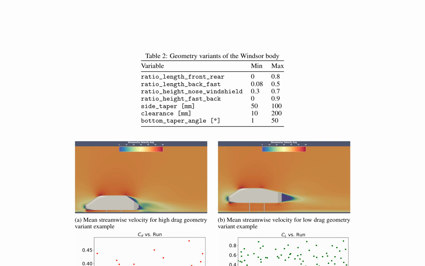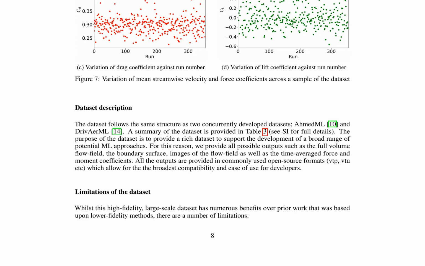Figures 7 and 8 provide visual representations of the mean streamwise velocity and force coefficients across a sample of the dataset. The dataset, detailed in Table 3, offers a rich source of information for developing various machine learning approaches. It includes full volume flow field, boundary surface, and images of the flow field, along with time-averaged force and moment coefficients. The dataset's limitations are acknowledged, highlighting the need for further development to address these constraints.